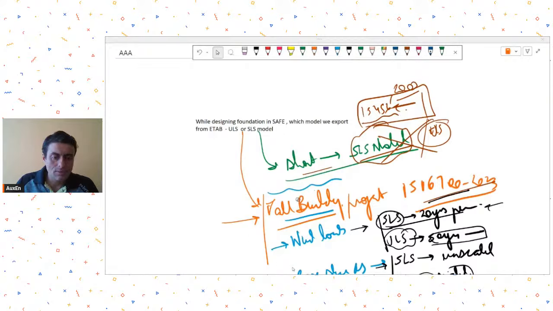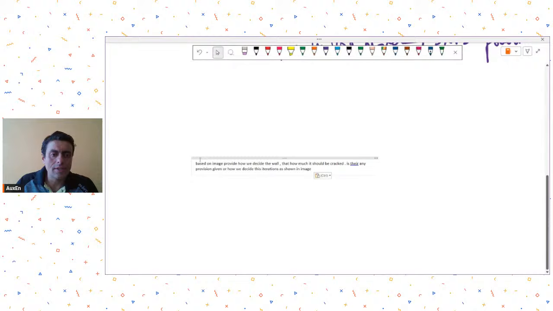Next query is by, okay, next query is also by Engineer Shraddhesh, and he's asking, based on the image provided, how do we decide whether the wall, how much it should be cracked? Okay, so I think he's asking how to decide the modifiers based on. Just hold on.